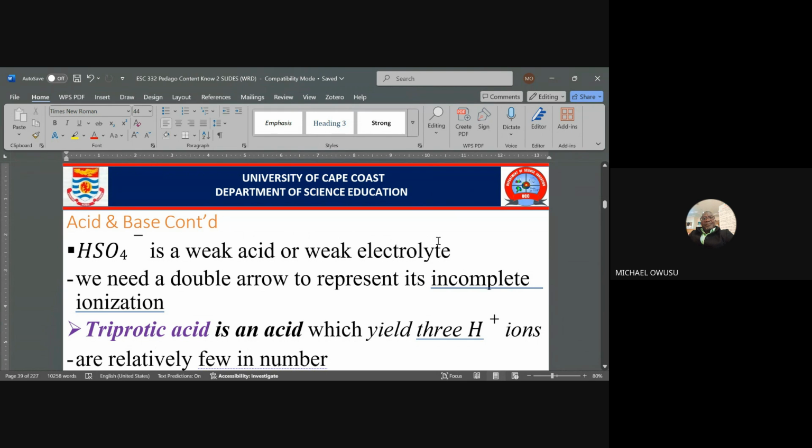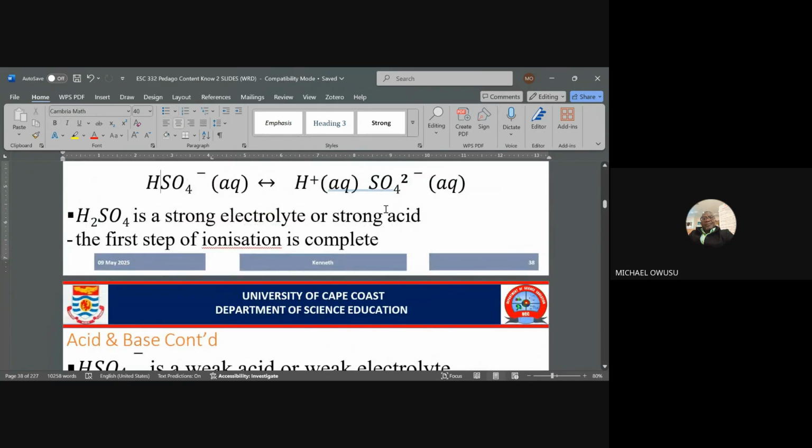Then the second ionization will remove the second hydrogen, making it a complete one. So at the end of the day, if you are writing here, there will be two. Have you seen the red highlighted hydrogen? There will be two here because the second ionization will produce the two. Since the first ionization is not complete and the second will be, it is called diprotic.